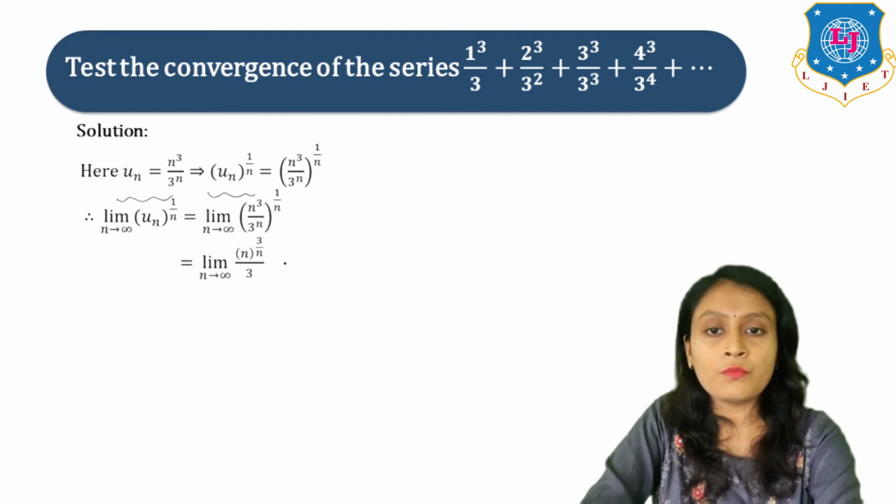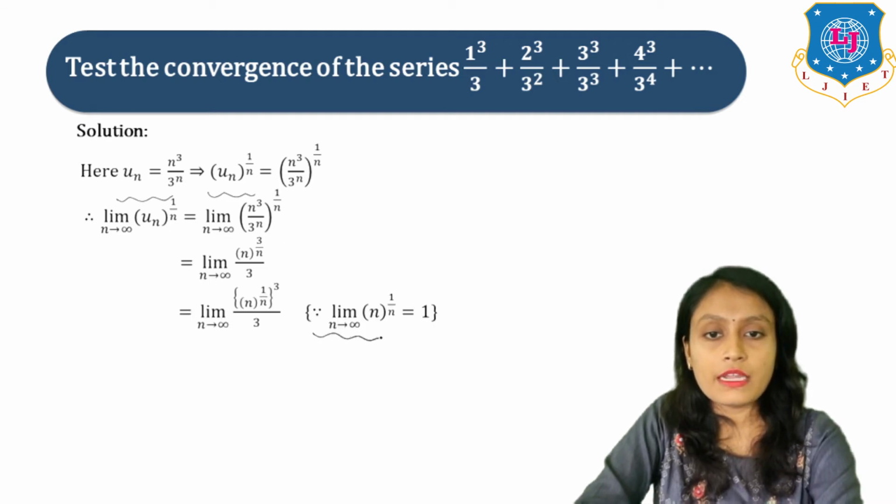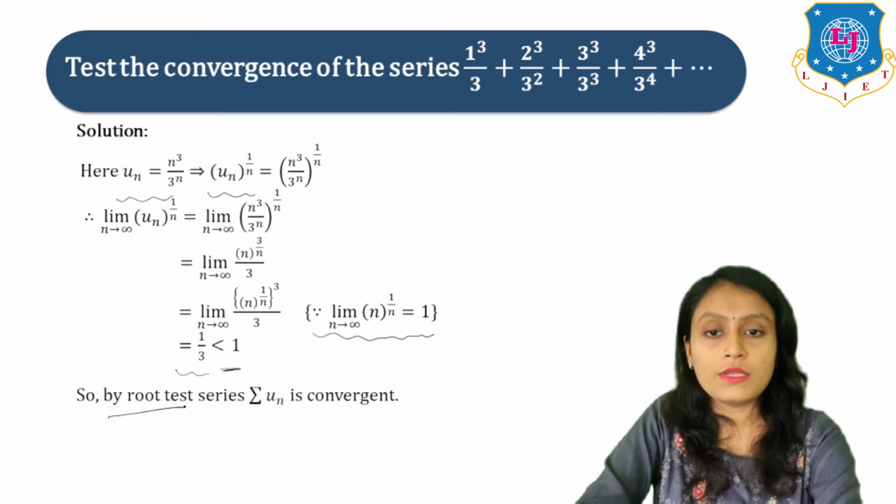Now we know the limit n tends to infinity of n raised to 1 upon n equals what? 1. So here we have 1. So on simplification you will get the answer 1 by 3. Now it is less than 1. So by the root test, we can say that this series u_n is convergent, right?